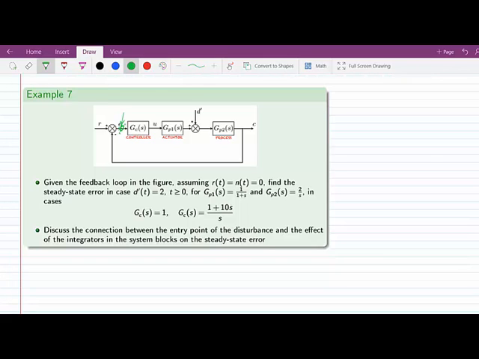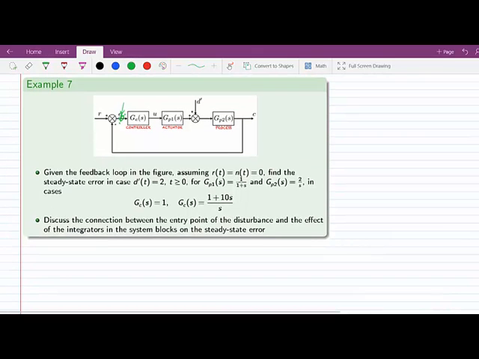But in any case, we assume that the noise is equal to 0, so there's no noise, and the only input to the system is the disturbance, or d prime of t. And we want to find out the steady state error in case d prime is 2 for t bigger than or equal to 0, for Gp1 given as 1 over 1 plus s, and Gp2 given as 2 over s. And in cases where Gc, the controller, is equal to 1, or it's equal to (1 plus 10s) over s. So let's start doing it.